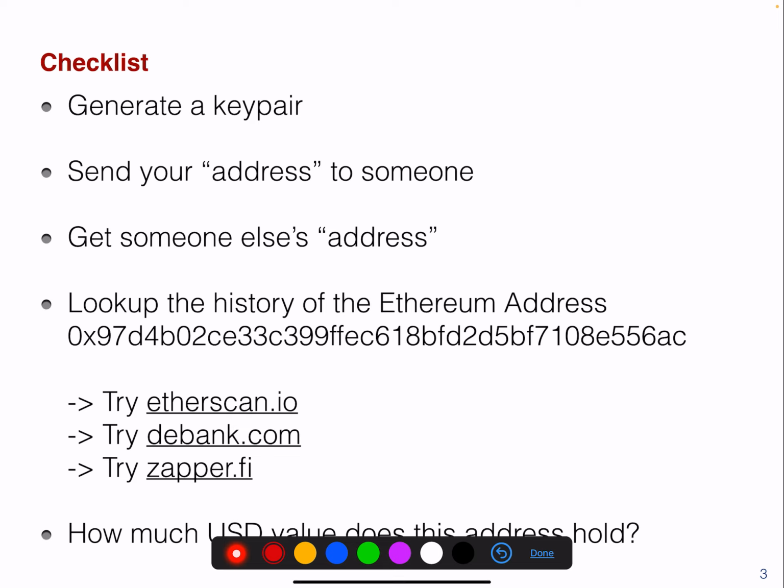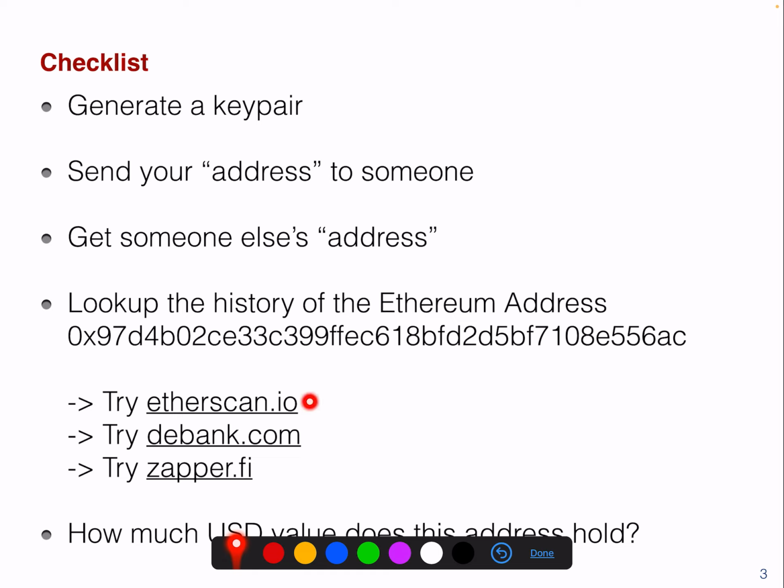Okay. So what I would also recommend you to do is to send your address to someone and get someone else's address and just try to see how you can exchange addresses. What's the most convenient way of doing so? And then as an additional exercise, I would like you to look up the history of this particular Ethereum address here.